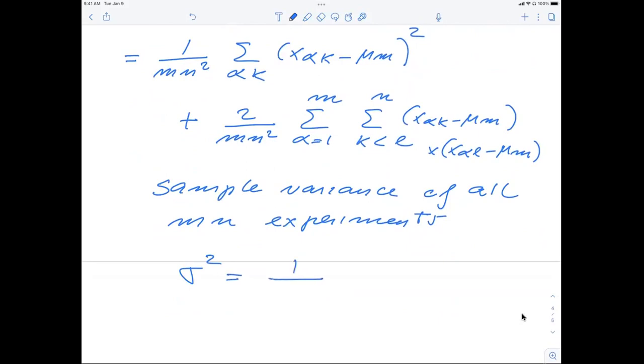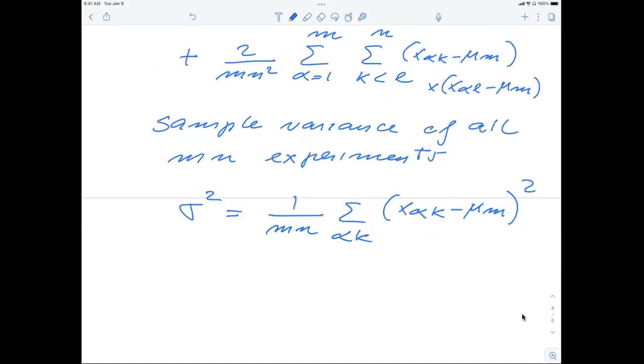And that's given by 1 over mn. And it has a sum over alpha and k. So these are just the diagonal elements of x alpha k minus mu of m squared. So you see now that with this definition, I can rewrite my total variance in terms of the variance of the specific experiments.